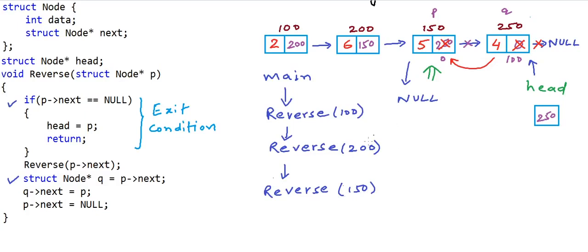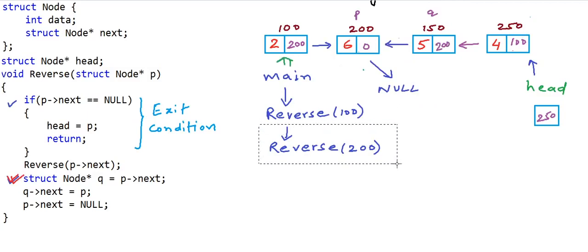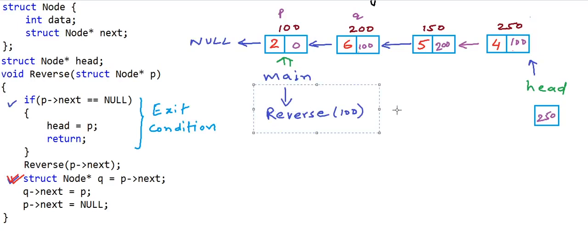and when this call has finished, the list till 150 is reversed. As you can see, head is 250, so from 250 we will go to 150, and from 150 we are going to null. So till 150 we have a reversed list. So this is how things will look when the call to reverse 200 finishes. Till 200 we have a reversed list, and once again we come to execution of reverse 100, and this is how things will look finally when reverse 100 finishes and we return back to the main function.